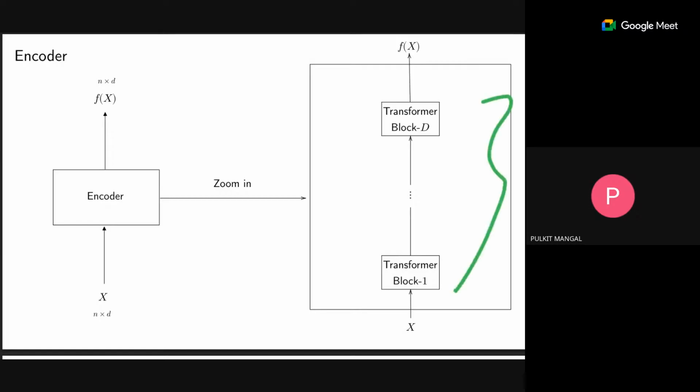And after going through that, the final output that you are going to get would be again n cross d. That will be the output of the encoder. So, any doubt in the encoder part?